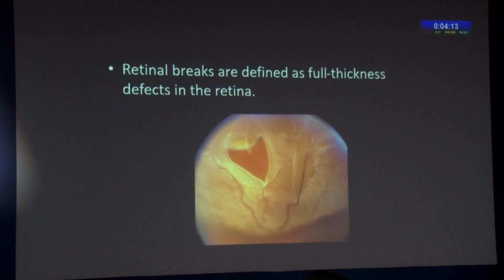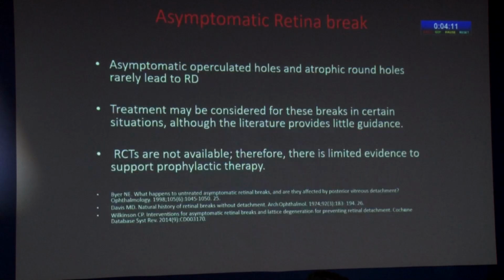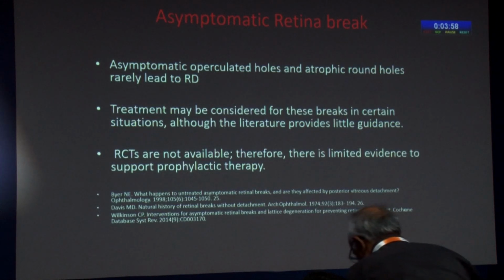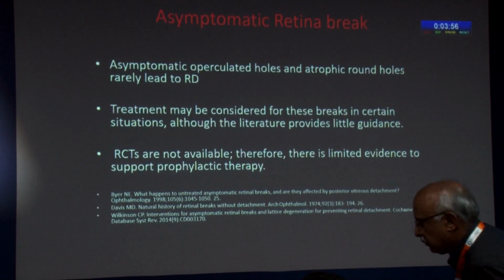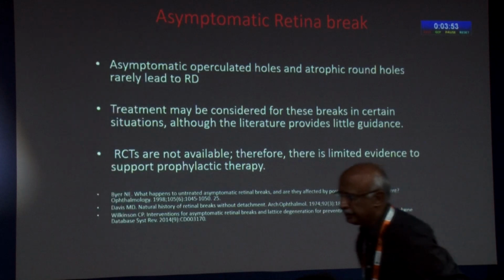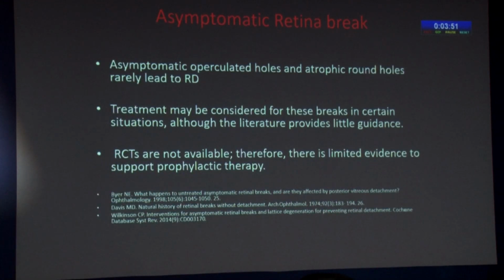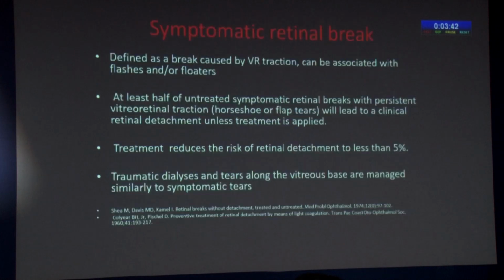Breaks are defined as full thickness defects in the retina. They can be either asymptomatic or symptomatic. When we see asymptomatic operculated holes or atrophic retinal holes, they rarely lead to RD. So treatment may be considered in certain situations, like one-eyed patients or if the patient had a history of retinal detachment in the other eye. Literature provides very little guidance when it comes to asymptomatic retinal breaks. RCTs are not available for this, and there is limited evidence to support the same.